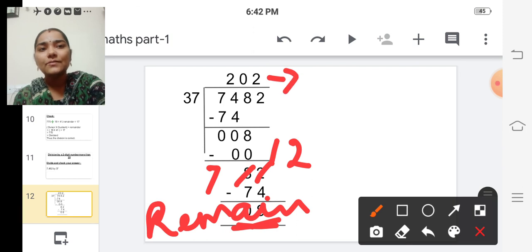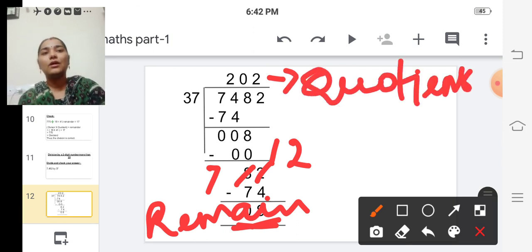And quotient is 202, isn't it? Quotient is 202. So for this problem also we are going to check our answer. So for that what do we have to do? We have to multiply divisor and quotient, and now we are going to add the remainder. That is divisor into quotient plus remainder, and we should get the dividend as the answer, isn't it? Then only our answer is correct.